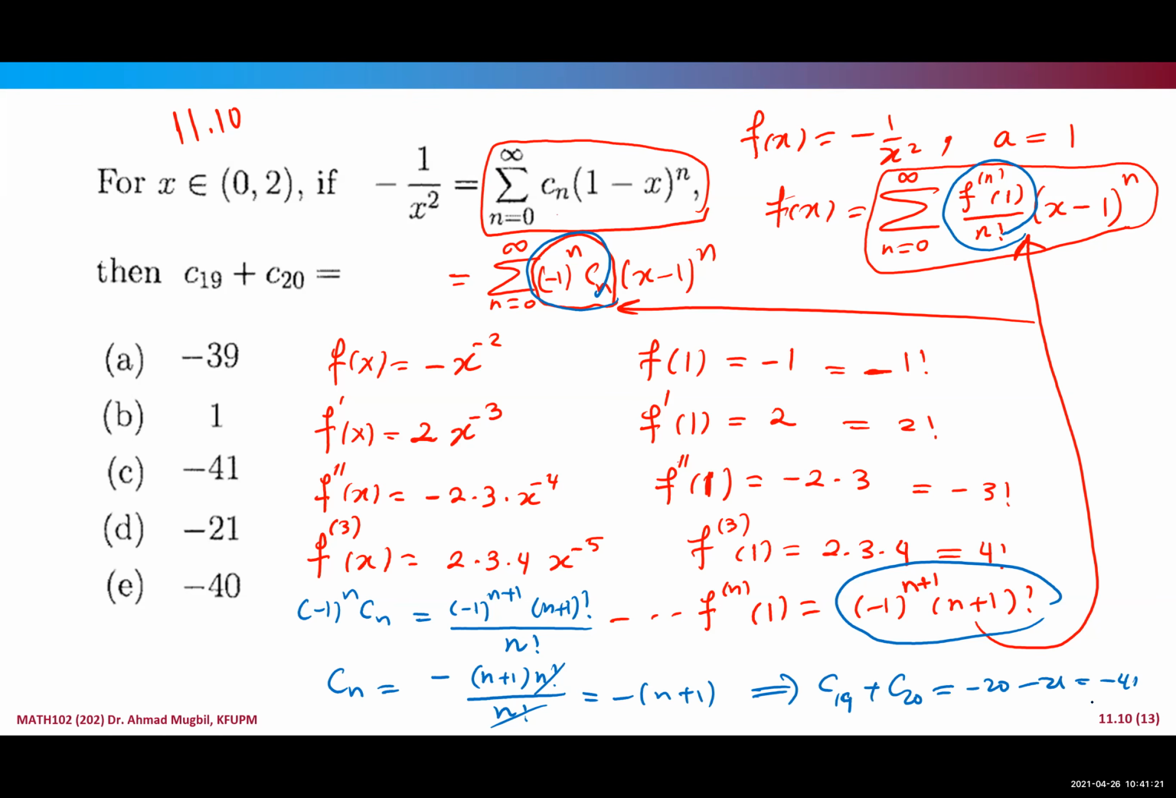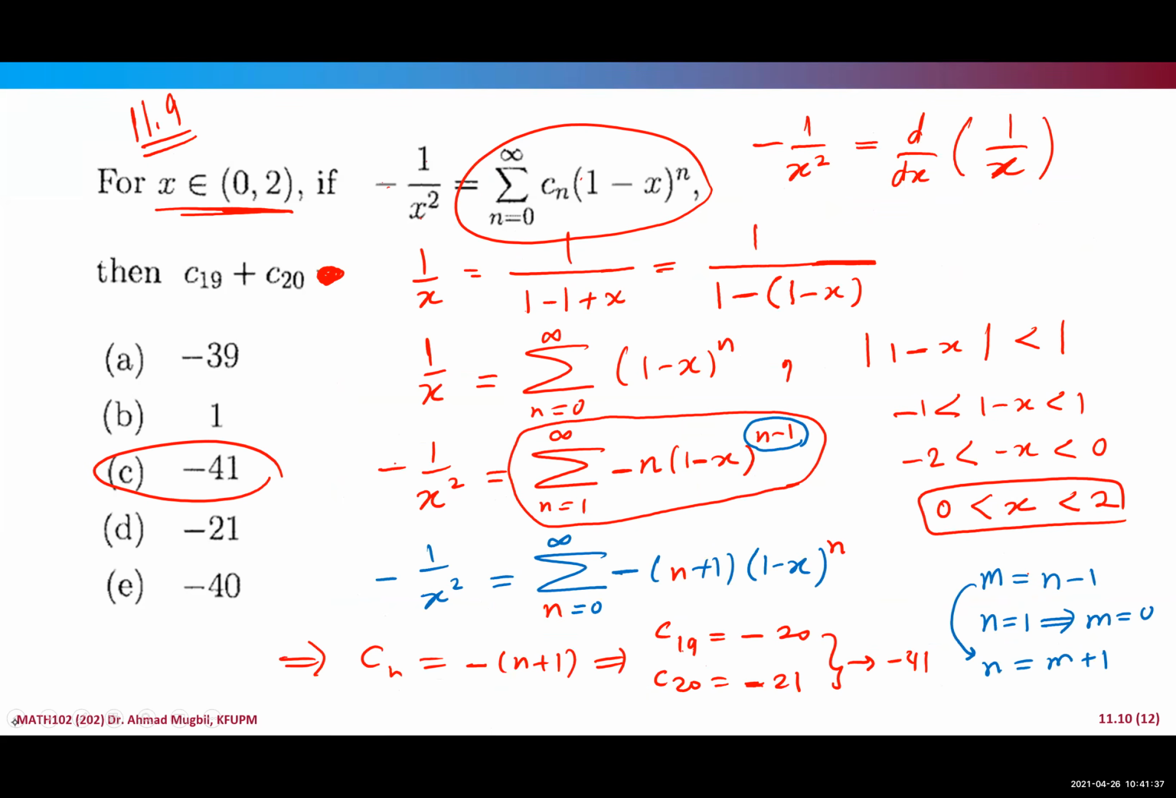Any questions, guys? What do you think? Is this method better or the previous method? The previous one, I prefer this. So this is why I put this question in section 11.9.